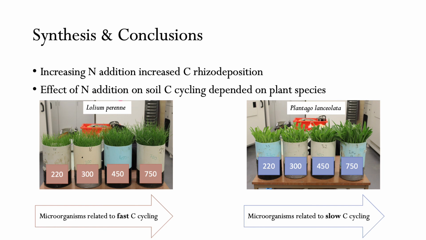So it's quite obvious that these processes are very complex and that in these high nitrogen systems that we are working with, we always have to consider also the dominating plant species that is grown if we want to make any predictions about carbon cycling in these systems.